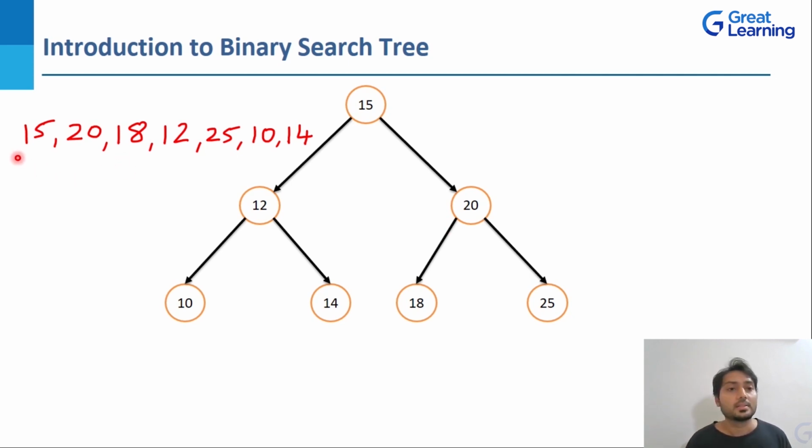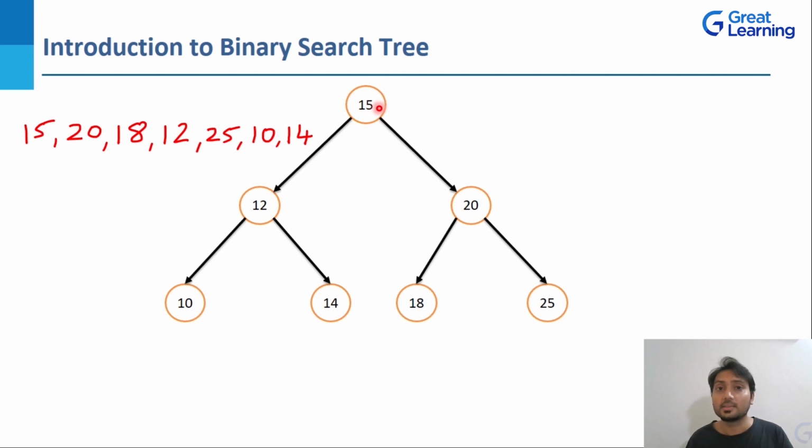So now let us consider our first input, 15. The first input in the list is considered as the root node of your binary search tree. So 15 is the root node here. Now what we have to do is go to our input. What is the next incoming input? We have 20. So 20 should be compared with the root node 15.